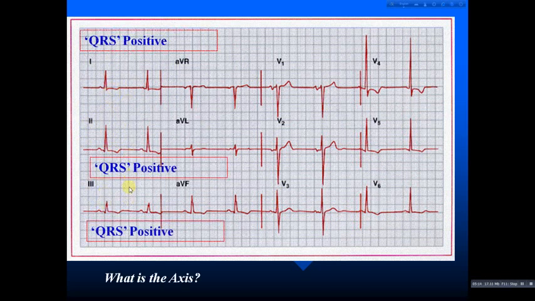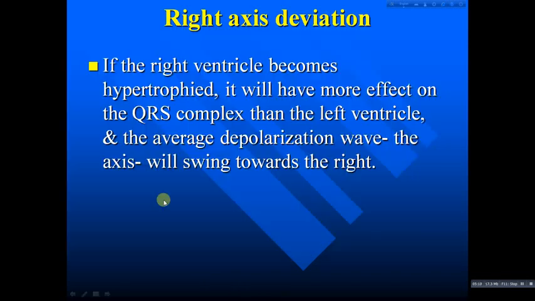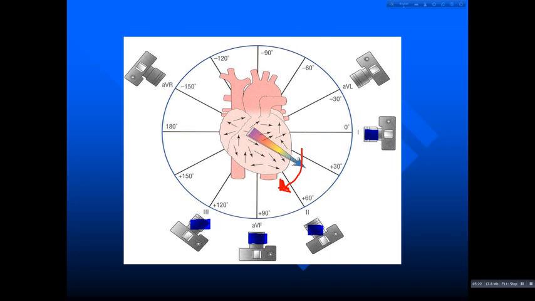Here, if the patient is standing in front of me, this will be his or her right side. So if the axis swings to the right, what will happen? There will be a negative QRS complex in lead 1, because this lead will feel that the impulse is moving away from me.